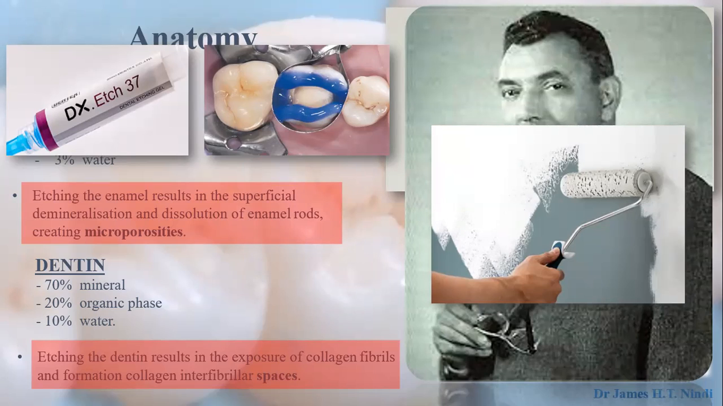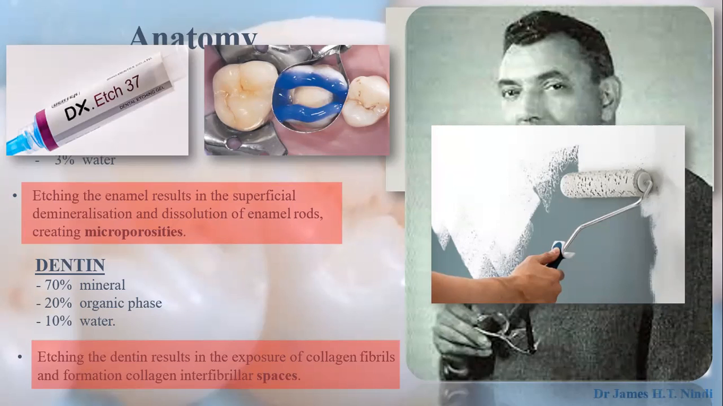You might be wondering why he decided to use phosphoric acid. It's because that's the one that was used in painting. There is current research being done on the use of citric acid, malic acid, as well as many other acids, but currently we're using phosphoric acid.